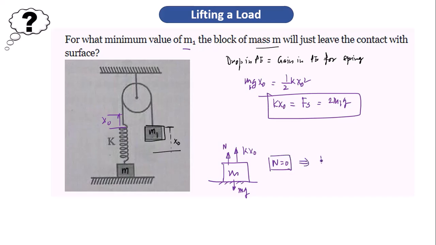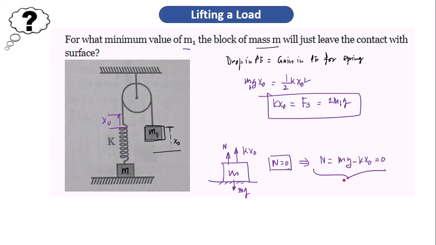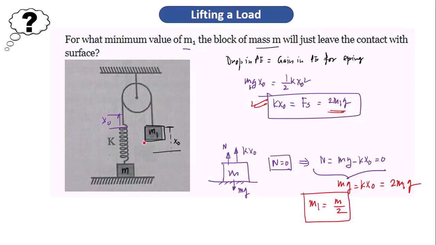The normal reaction N is equal to mg minus k x naught, and that is equal to 0 in order to lift the mass. So the condition to lift the mass is that mg must be equal to k x naught. Initially we got k x naught equal to 2 times M1 g. From that, you can conclude that the minimum value of M1 is equal to M by 2. If I put a mass of M by 2 over there, then we can lift the mass M.